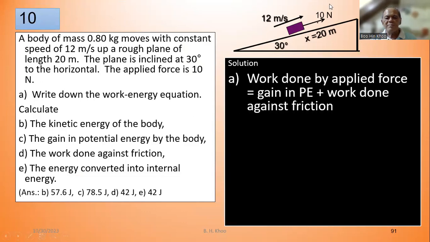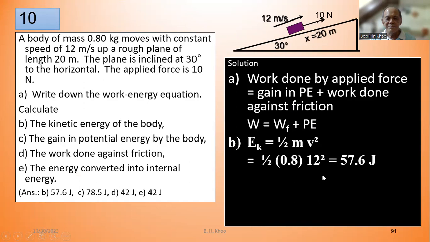Work done by the applied force. That's the applied force. Right? Kinetic energy doesn't change because we are told it's constant speed. Height increases, so there's a gain in potential energy. And then we are told it's a rough plane, so that's work done against friction. Right? Formula form: work done against friction, gain in potential energy, kinetic energy of the body. Kinetic energy of the body is just the formula. Calculate out. Gain in potential energy by the body, mgh.